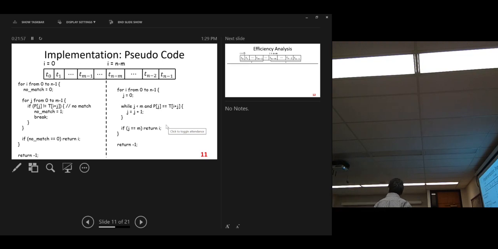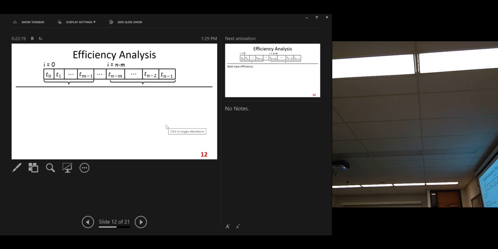Question: is it supposed to be n minus 1 on the right side? Correct, yes. It should be the same. I need to change that. Hope you put that in your notes. Good.